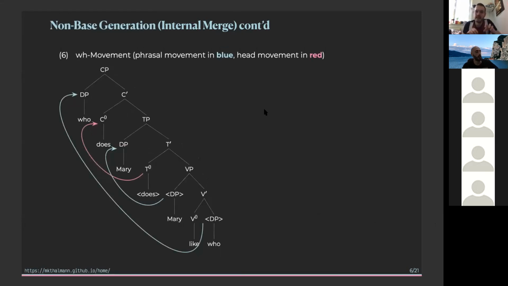And then the last step to have the final question, who does Mary like, is to move the direct object, the who in the complement position of V, all the way up to spec CP. And that's the clause initial element. So in the simplified syntax, this would not be okay in a syntax class, but for us it's fine. This is how we conceive of movement.